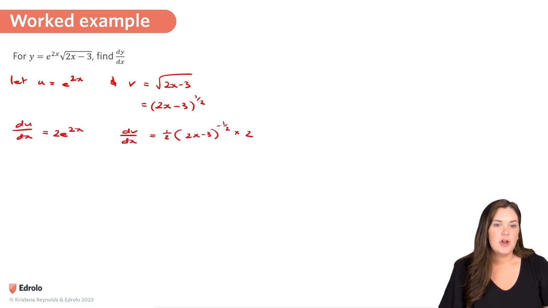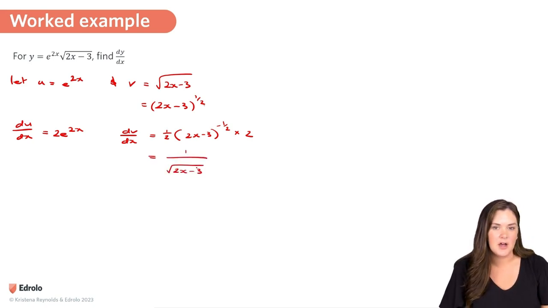So differentiating u, I end up getting 2e to the power of 2x, and differentiating v, what I do is I bring that power to the front and multiply by what's in the bracket there, so 2x take away 3. I take away 1 from the power, so a half take away 1, I get a negative half, and then on the outside there, I'm multiplying by the derivative of the inside. So the derivative there is just 2, so just multiplying by 2.